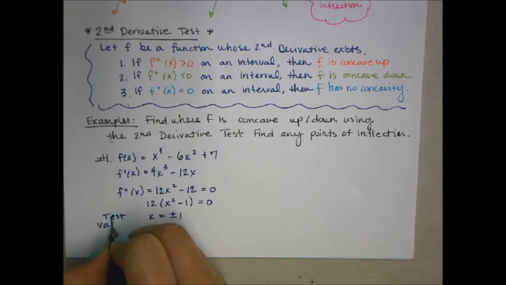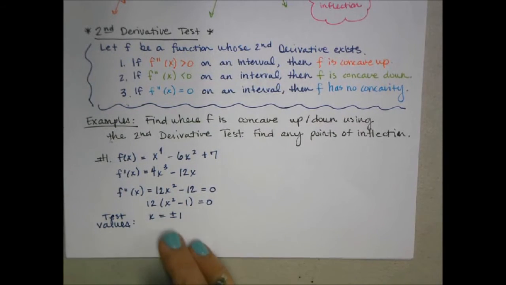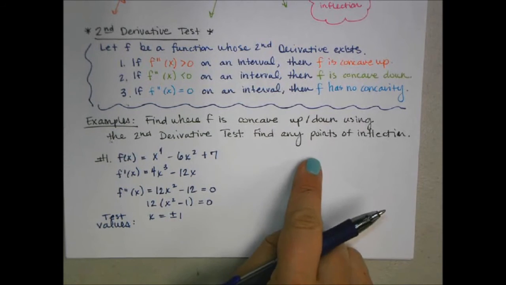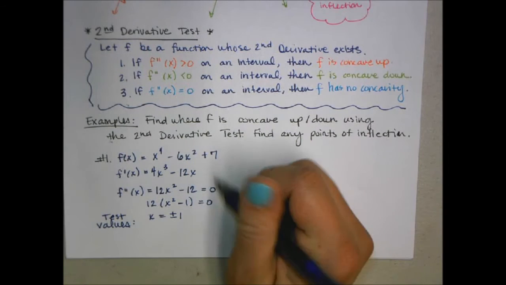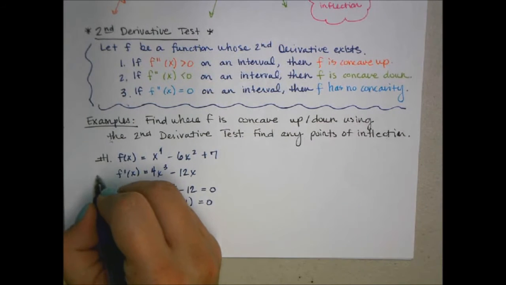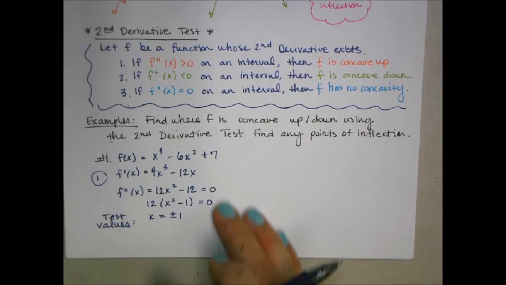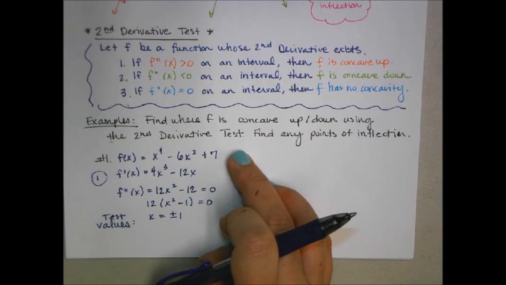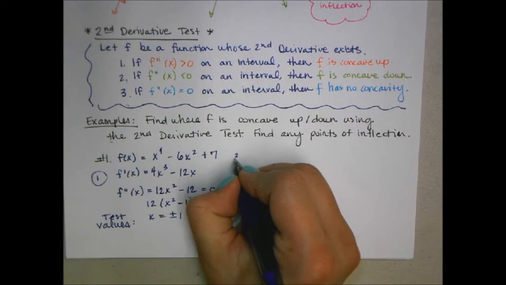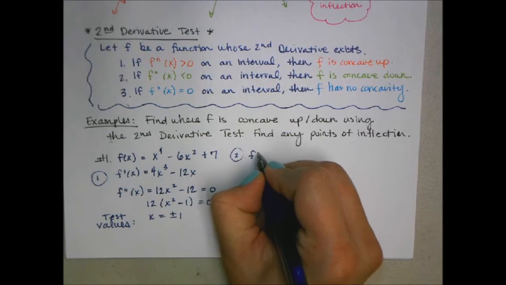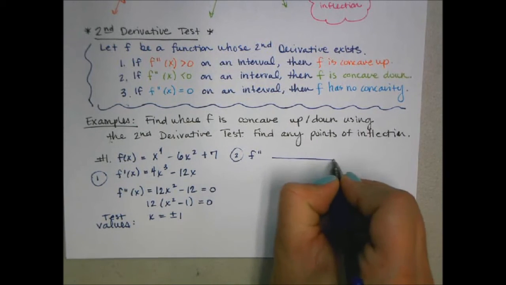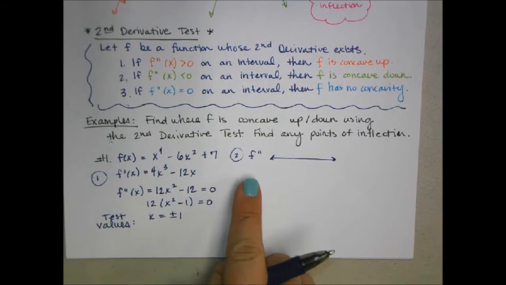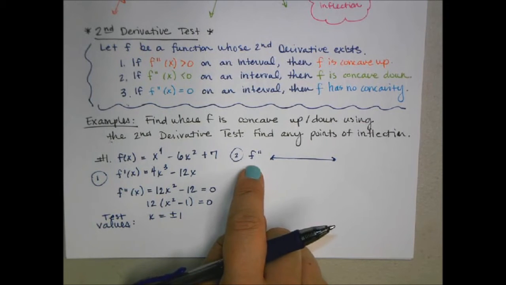These are the values that we're going to put on our second derivative number line to test the intervals. So step 1, we found the zeros of our second derivative. We would also note anywhere where the function didn't exist. Okay. Step 2, we're going to do our second derivative number line test. So once again, it's important to label every number line you're working with. Here, it's our second derivative test, so we label it f double prime.